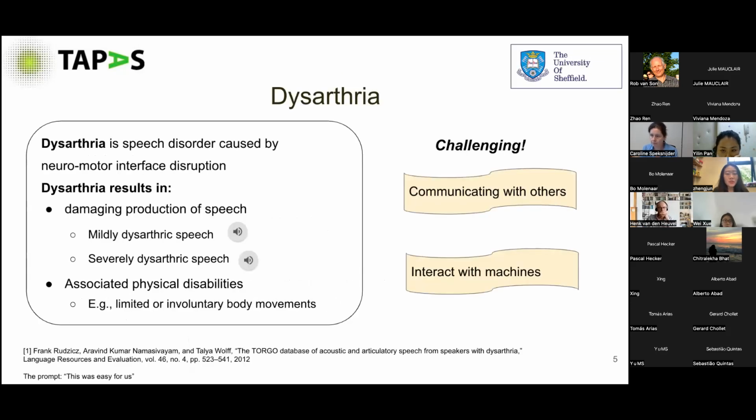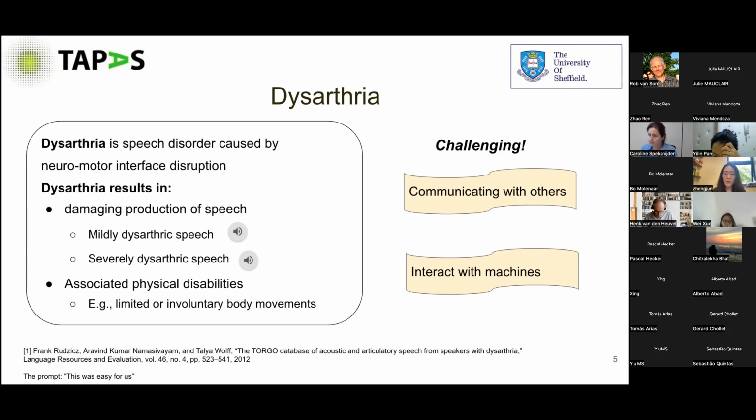To start, I will give you a brief background on dysarthric speech. Dysarthria is a speech disorder, and it is the most commonly acquired speech disorder, caused by disruption in the neuromotor interface. Stroke, cerebral palsy, and Parkinson's disease are the most prevalent causes of dysarthric speech in the UK. This neurological damage causes uncoordination of muscles used for speaking, which impacts the physical production of speech.